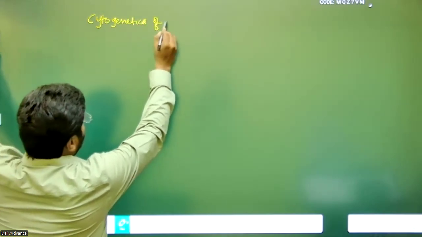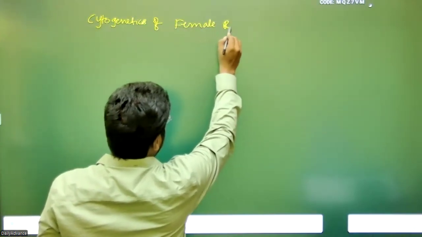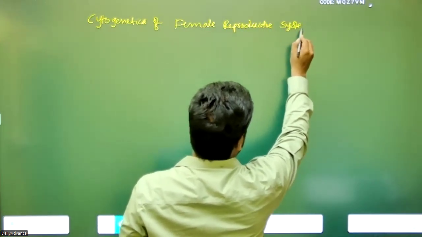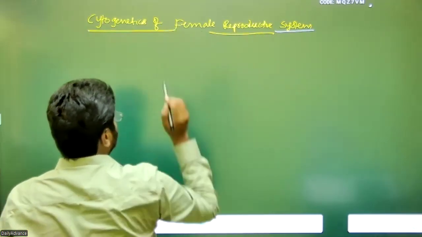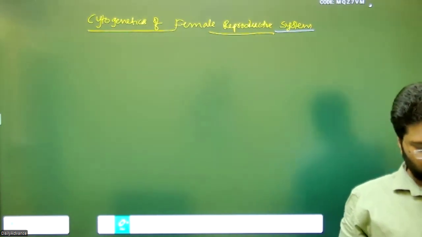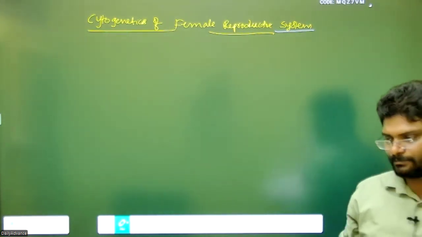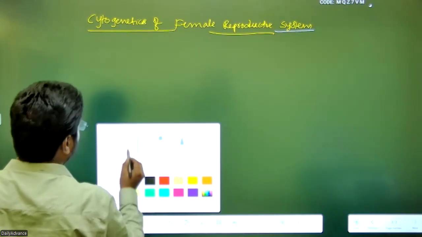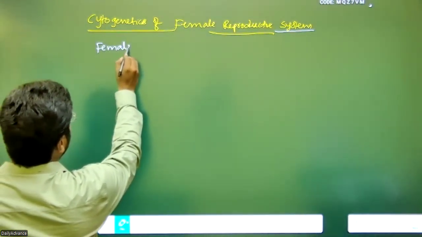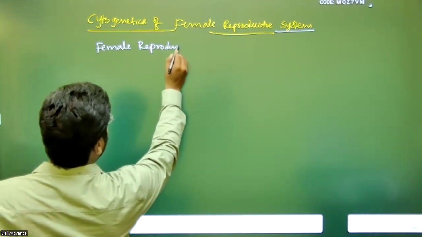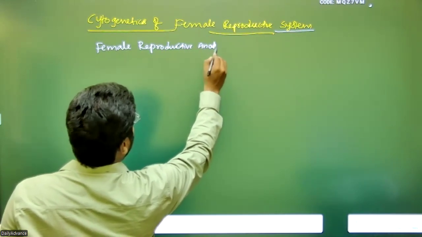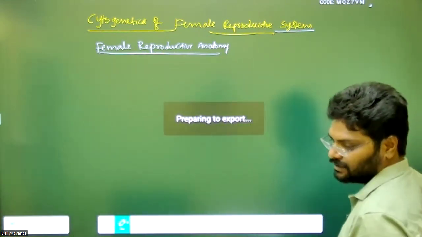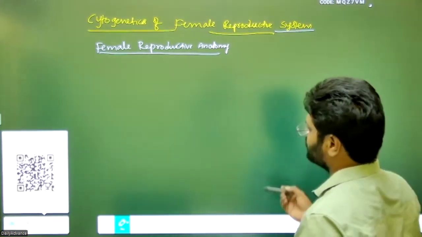So cytogenetics of the female reproductive system. Then after, we will look at the cytogenetics of the female reproductive system. So cytogenetics means the study of female reproductive anatomy. So female reproductive anatomy means all the glands, all the organs, all the things that contain the reproductive system.